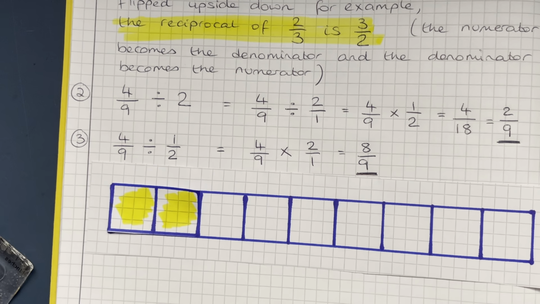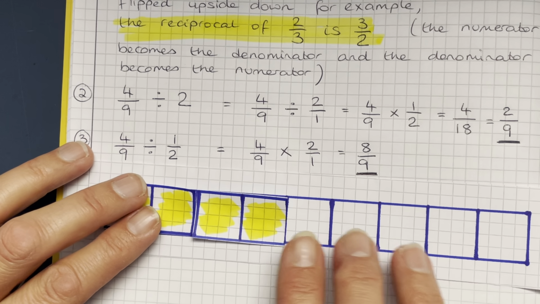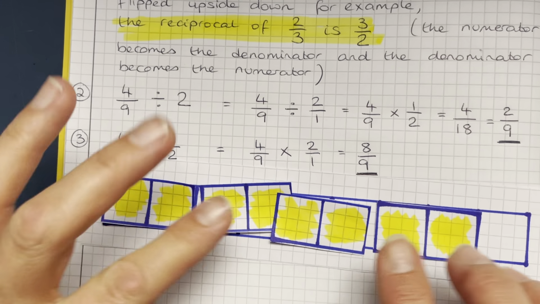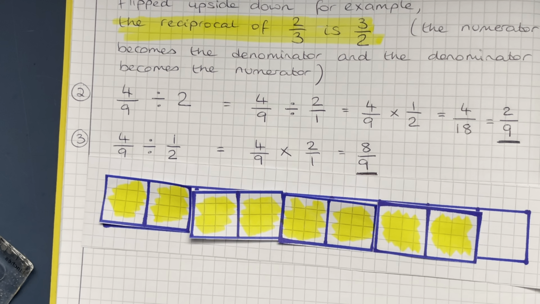So this time, I started with 4/9, but I divided by 1/2. Dividing by 1/2 is the same as multiplying by its reciprocal. So it's the same as multiplying by 2/1. So I am therefore timesing by 2, I am doubling the amount of squares that are shaded, and I end up with 8 shaded cells out of 9 in total. And remember, with fractions, we always have to split into equal parts.